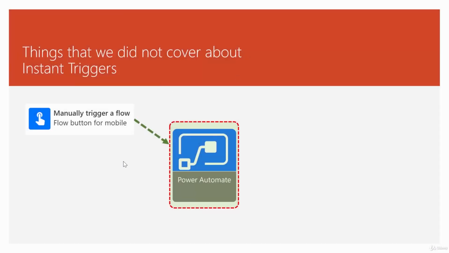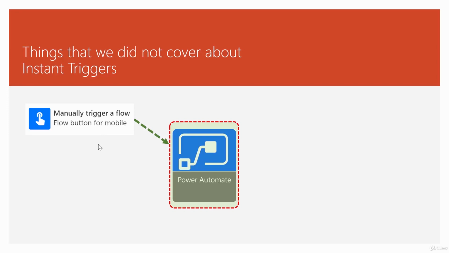So far, we learned a lot about manually triggering a flow. So basically, the kind of triggers that we decide, we can fire instantly. These triggers are called instant triggers. So basically, when we do something, it instantly runs the flow. But manually triggering a flow, or this flow button, is not the only instant trigger.